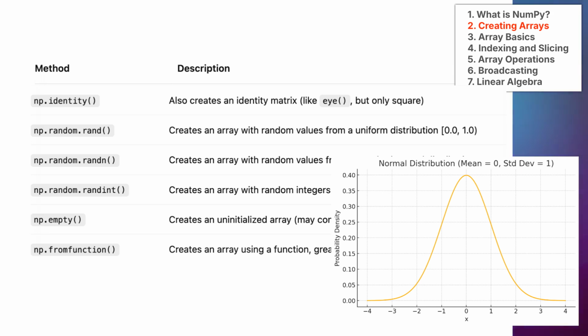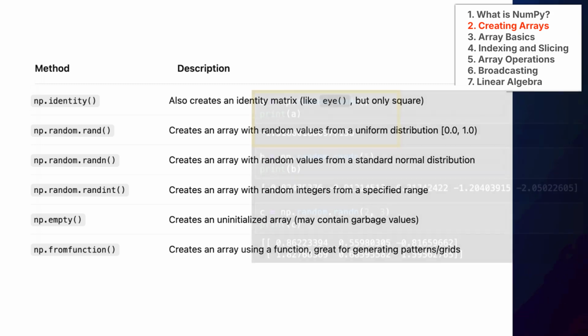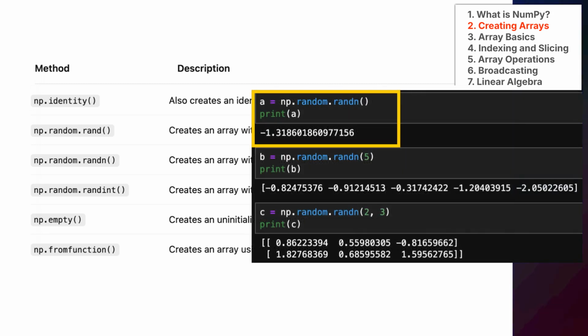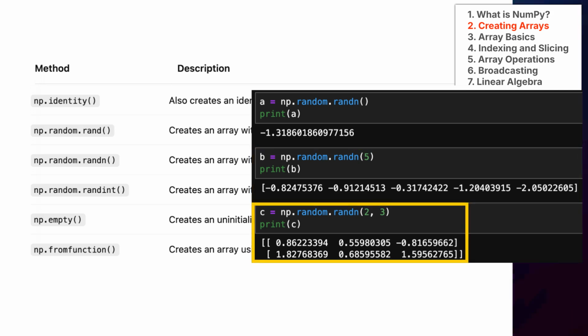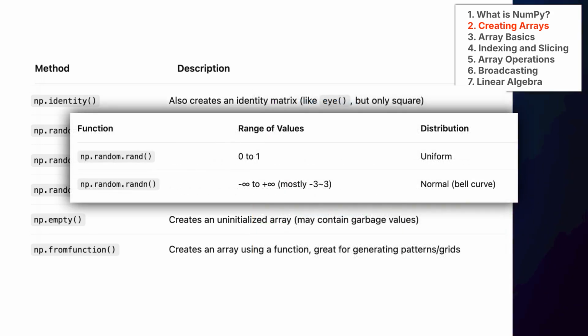Let's check the examples. The first one is a single random value. The second is a 1D array of 5 random values. The third one is a 2D matrix of random values. This is useful for simulations and modeling real-life randomness. This is a quick summary of random randn.